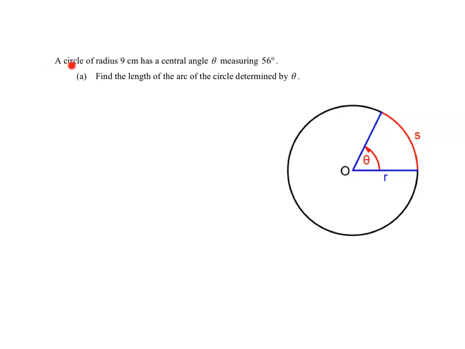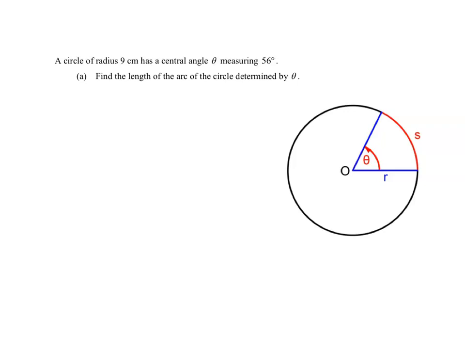In this example, I'm given a circle, I know the radius, and I know the central angle is 56 degrees. And in the first part, I need to find the length of the arc determined by theta. So what this means is here I am on my circle, here's my central angle, theta. I need to find the length of the arc S, determined by this central angle.